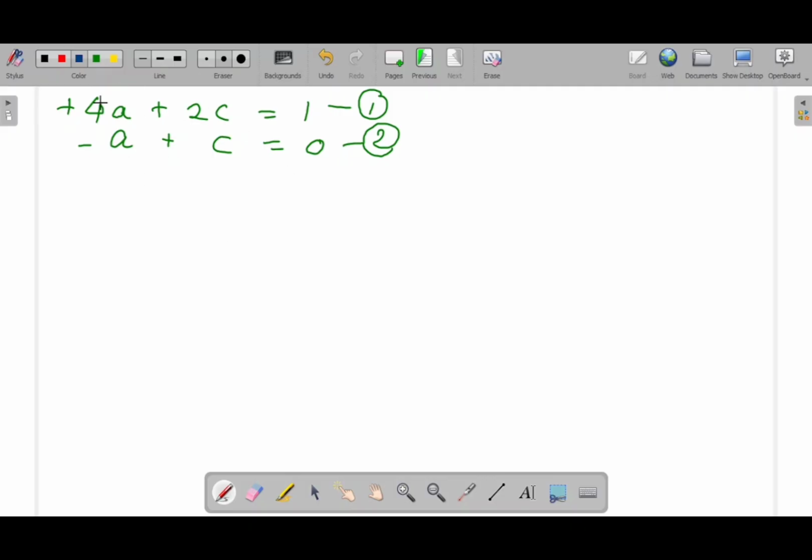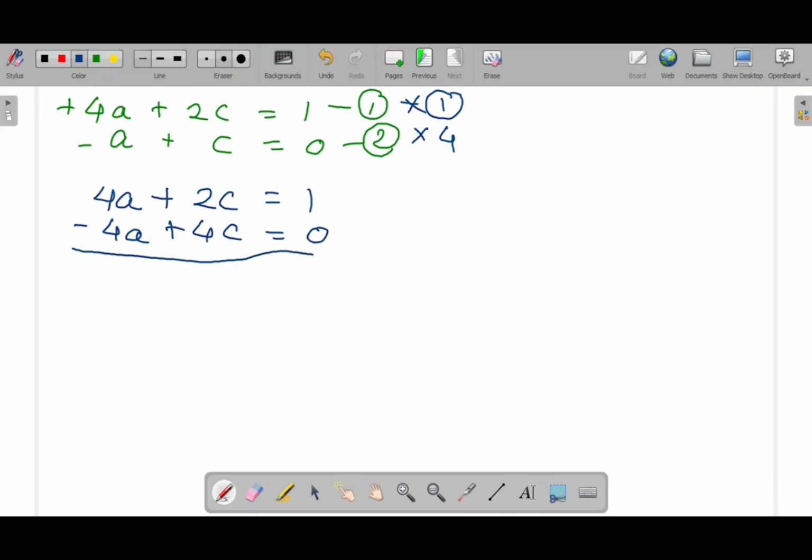Okay, I'm eliminating a. To eliminate a, I have to multiply equation number 1 with only 1 and equation number 2 with 4. So I will get 4a plus 2c equals 1 and minus 4a plus 4c equals 0. Now I want to eliminate a, so I have made the coefficients equal and now I am checking the sign. The signs are different, so I will just add them. 4a minus 4a is eliminated. 2c plus 4c will give me 6c equals 1 plus 0, which is 1. That means the value of c is 1 by 6.